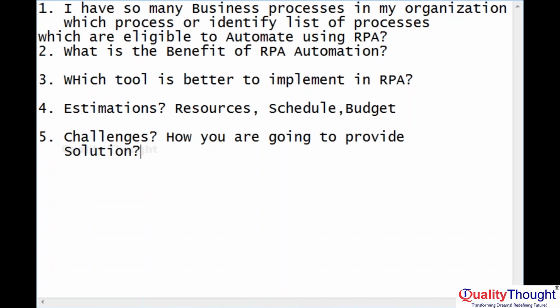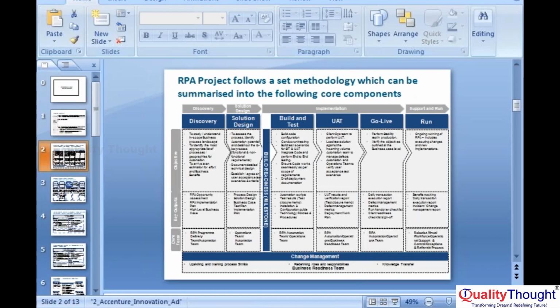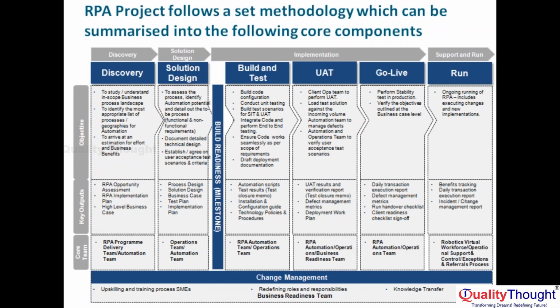In the fifth point, I can say there are three topics: process design, solution design, technical design. What process are we automating? Discovery phase: identifying the list of appropriate processes to be automated. Then identifying how we are going to automate, the design and all. So design, estimation, tool selection. All these are the second phase, which is called solution design.